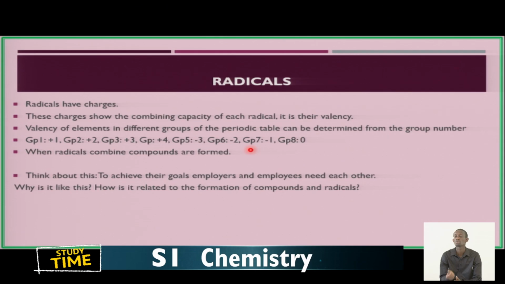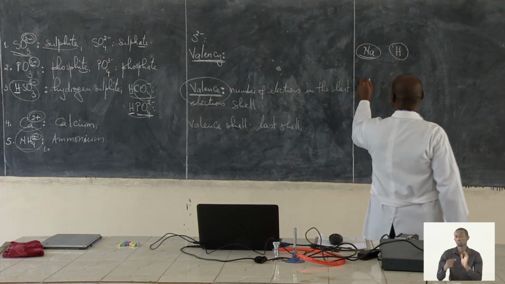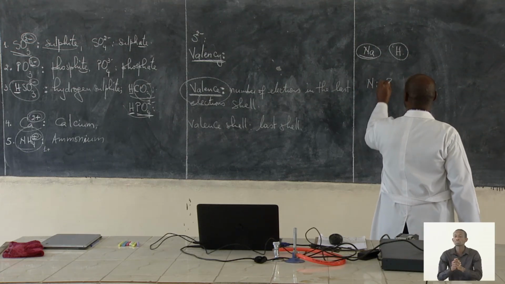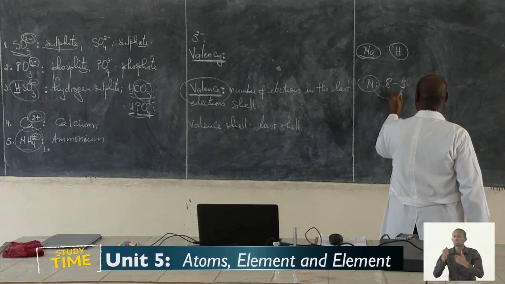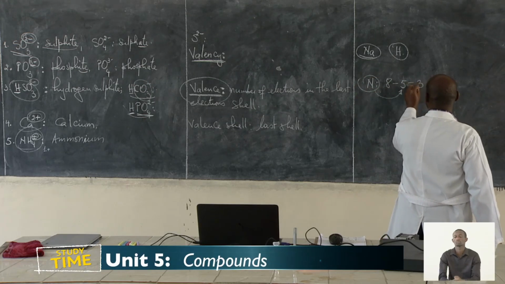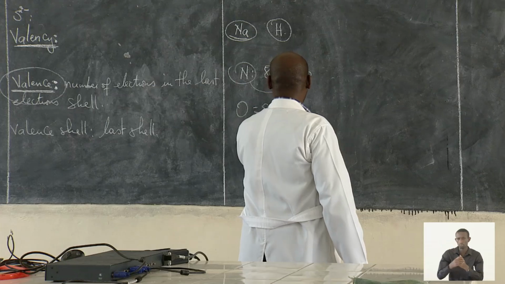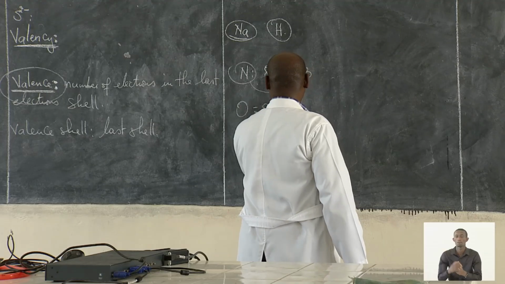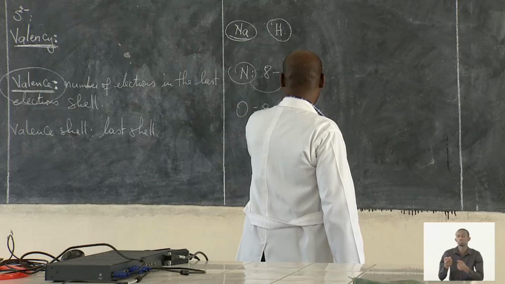To find the valency of an atom in the nonmetals, you take 8 minus the number of the group in which the particle is located. So if you want to find the valency of nitrogen, for example, you take 8 minus 5, because nitrogen is in group 5. So the valence will be 3. For oxygen, it is 8 minus 6, because we have oxygen in group number 6. So it will be 2. You can put negative there.